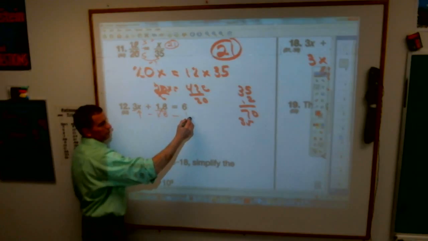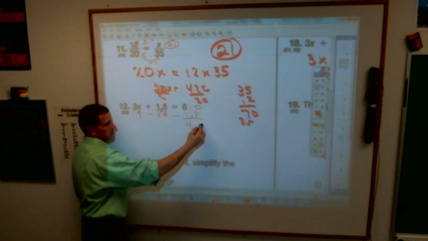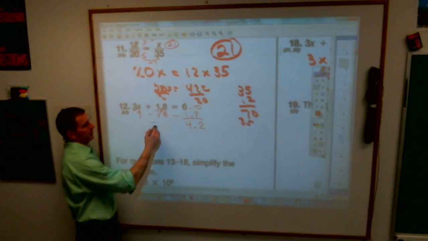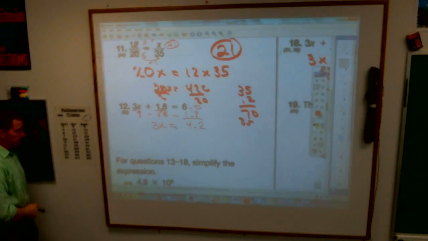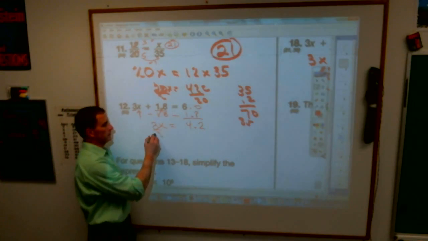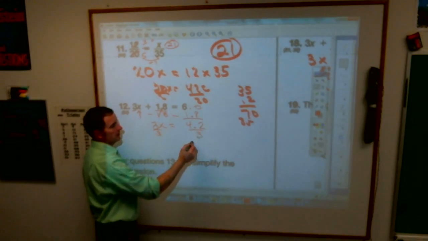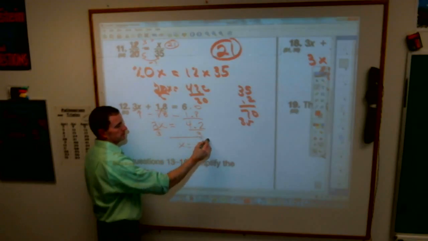I subtract 1.8 from 6.0, I end up with 4.2. And then my last step, generally when I'm solving the equation, is to do what, Luke Franklin? Divide. Yeah, divide 3 into it, divide 3 into that. You can do the math, but it ends up being 1.4.